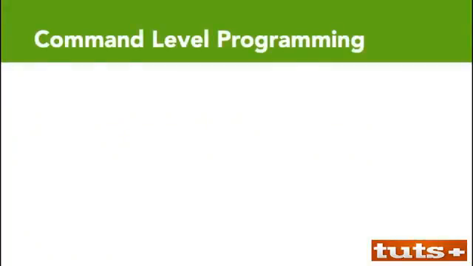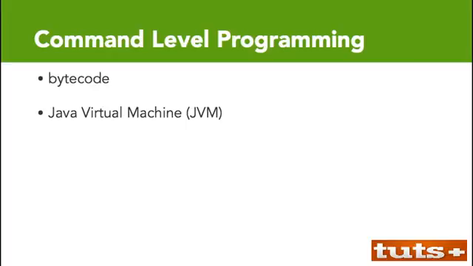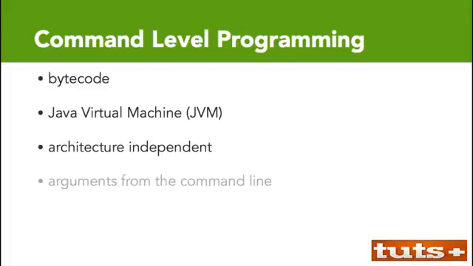All Java applications are compiled to bytecode that can run on any JVM, or Java virtual machine, regardless of the underlying computer architecture, making it platform independent. A Java application can accept any number of arguments from the command line. This allows the user to specify configuration information when the application is launched.